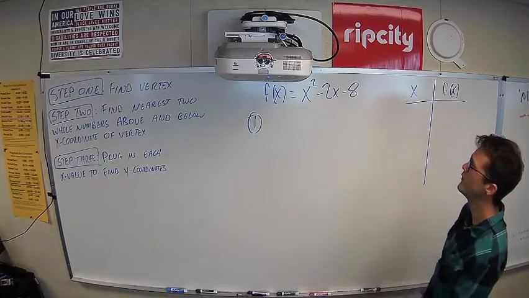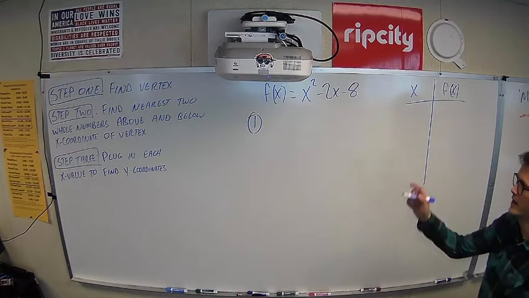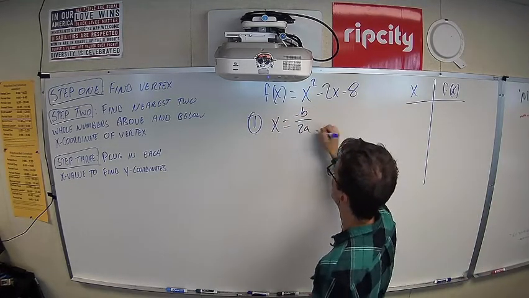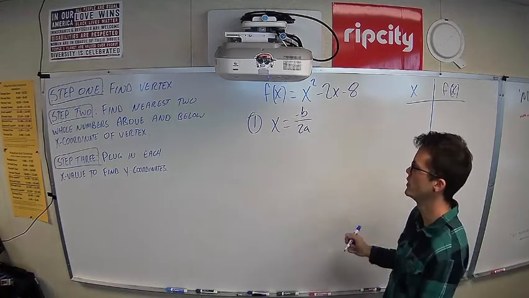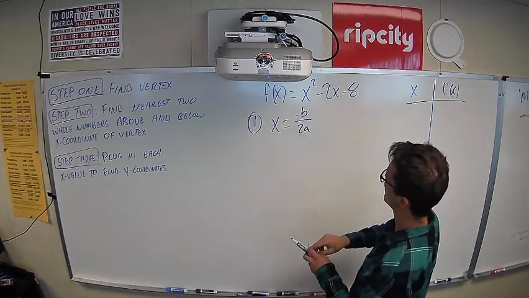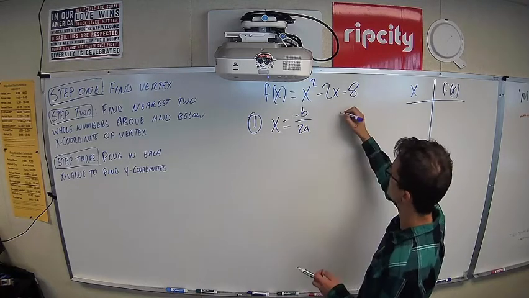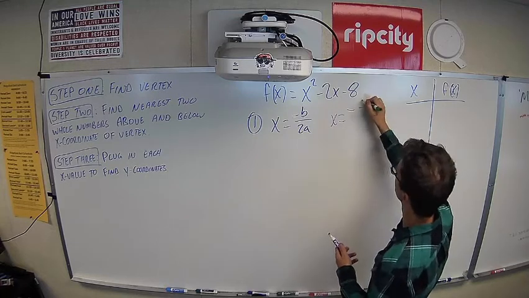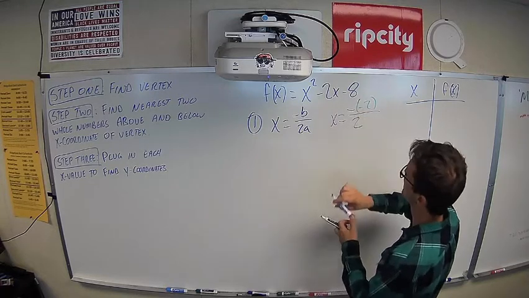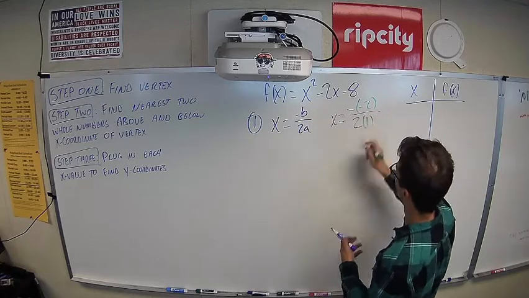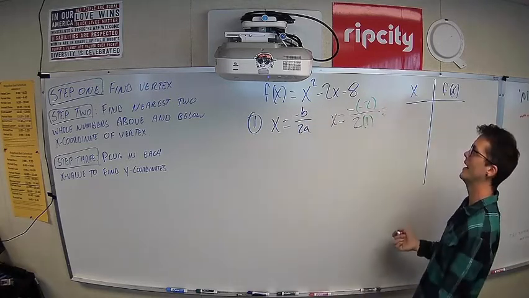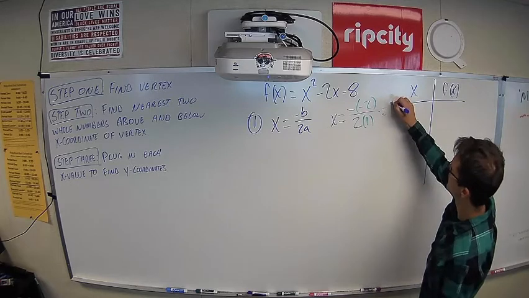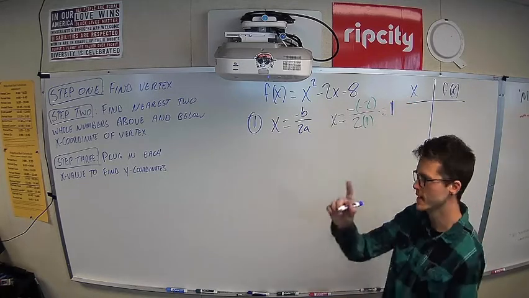Step 1, here we have f of x equals x squared minus 2x minus 8. Step 1 says find the vertex. We know that the formula for the vertex is negative b over 2a. If this doesn't look familiar, check out the previous video. I go through this. So for us, our negative b value is negative 2. So our x equals negative 2 over 2 times a, and our a here is just 1. Negative 2, that's positive 2, and then divided by positive 2, it's 1. So the x-coordinate of our vertex is 1.